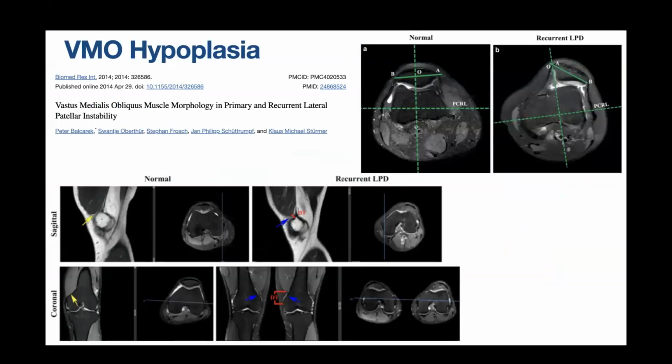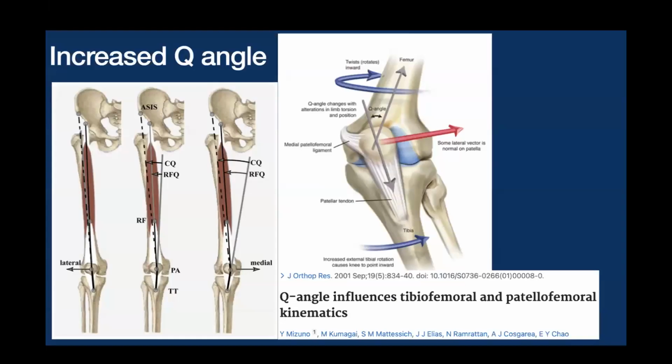Another thing is VMO hypoplasia. Here you can see on the axial image that the vastus is normal, so the patella is centralized. When the VMO is hypoplastic, the patella tends to go in a lateral direction. You can see the same on the sagittal as well as the coronal images.